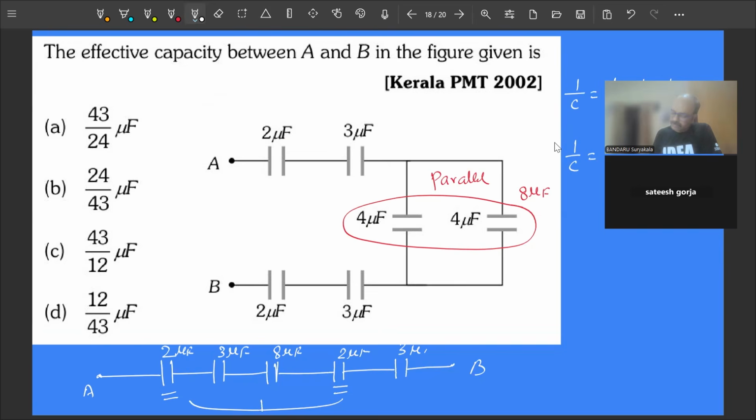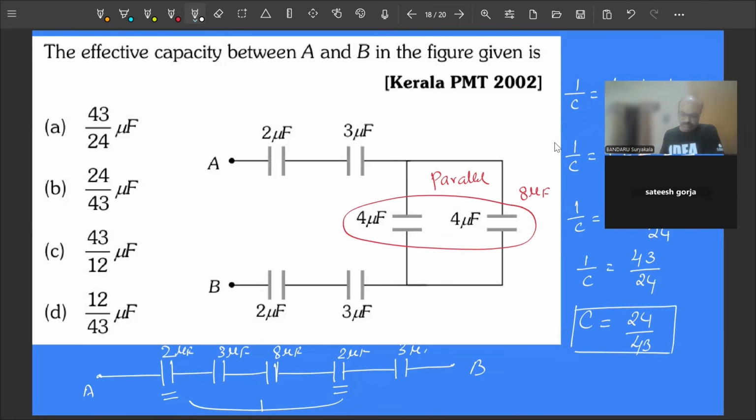So 1 by 2 plus 1 by 2, it becomes 1. 1 by 3 plus 1 by 3, it becomes 2 by 3, plus 1 by 8. So 1 by C equals 2. So LCM is here 24. This is 24, this is 16, this is 3. So 1 by C equals 24 plus 16, it becomes 40, plus 3, 43 by 24. Now they ask C, so the answer is 24 by 43. So option B is the correct answer. Okay.